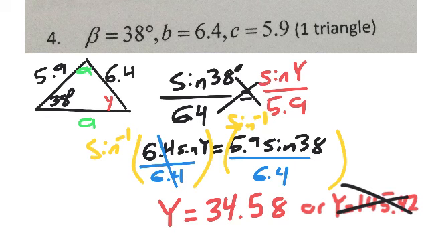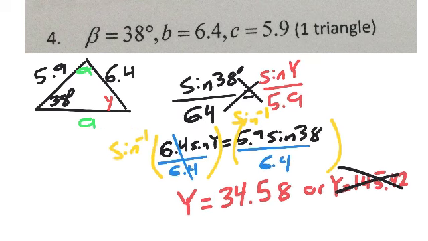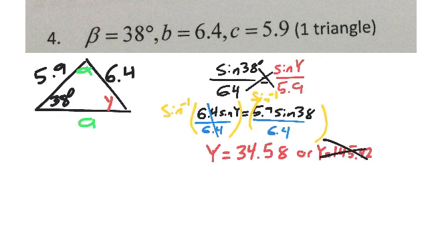Another way that I knew that angle wasn't valid this time is because across from my 38-degree angle was a 6.4. This angle had a 5.9, which is a smaller side length, so this angle has to be smaller. It can't be larger than 38. So I knew before I even did the test it wasn't going to work, but the test will always tell us. So just another way to confirm I'm thinking correctly. So this one only has one case. It's where gamma is 34.58.